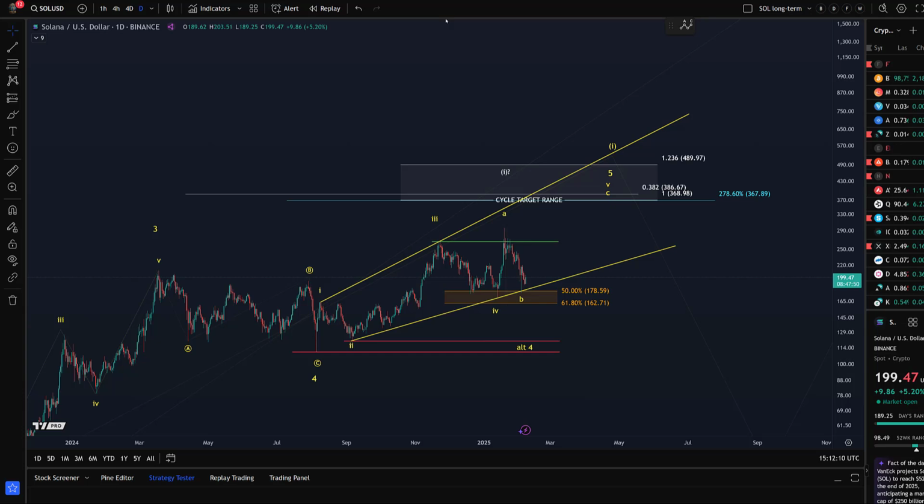Solana is currently trying to generate an upside reversal, I would say. So we are dealing here with the larger time frame on the Solana chart, the daily chart. It is a chart that we analyze with the Elliott wave method.